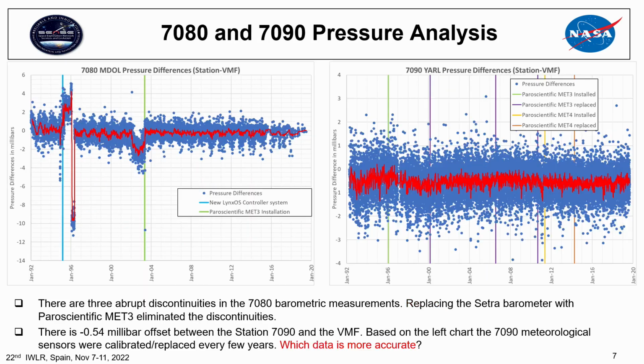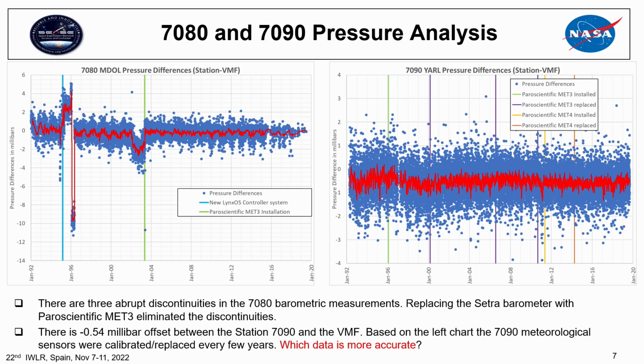And here's two additional stations. Two of these are NASA stations. Here's McDonald on the left, 7080. For some reason, when they changed the operating system, there was a jump in the on-site barometer, and then there was another jump down here.